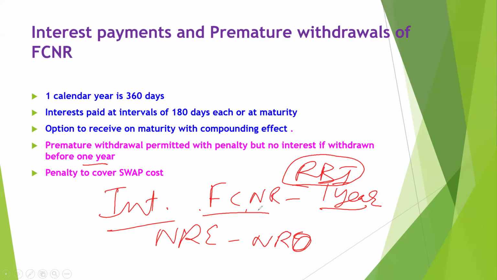So whatever the accounts, FCNR, NRE and NRO, the period of deposit should be minimum 1 year. Okay, if they are closing before 1 year, then no interest will be paid. No interest will be paid. So this you have to remember. From here also a question can be expected.